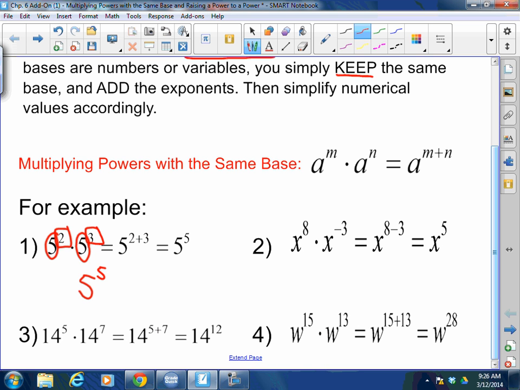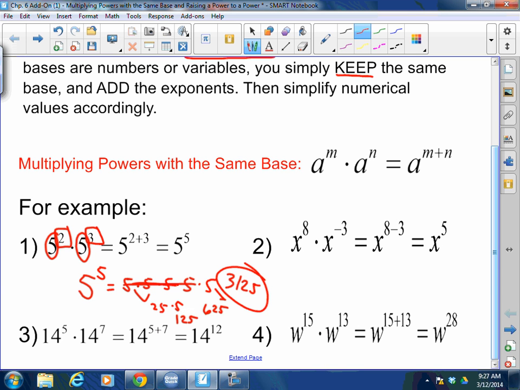And remember, 5 to the 5th power equals 5 times 5 times 5 times 5 times 5. No, just 5 fives. Okay? How do I find that? Well, what's 5 times 5? 25. Times 5? That's 125. Times 5? 625. And then times 5? Anybody? 3,125. Okay? So that's how that works.